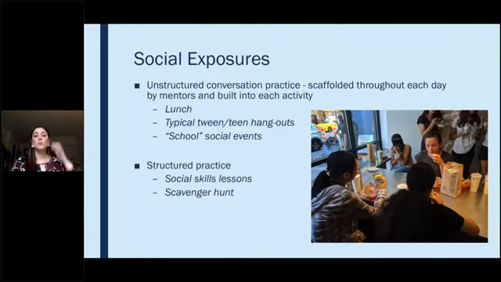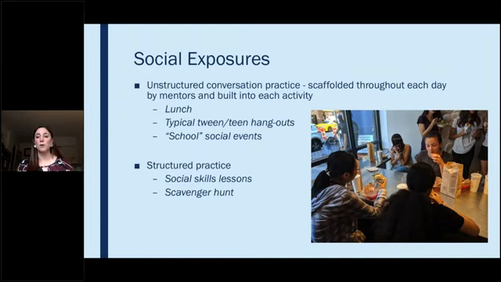All right, so we do social exposures the second half of the day, and this is broken down into unstructured conversation practice, which is really incorporated into activity. Lunch is obviously very difficult for these kids as it involves completely unstructured conversation and being able to use those higher level conversational skills. So this is a social exposure that we did at Chipotle, and you could see the kids here sitting at a table and carrying a conversation themselves, which none of them have ever done.